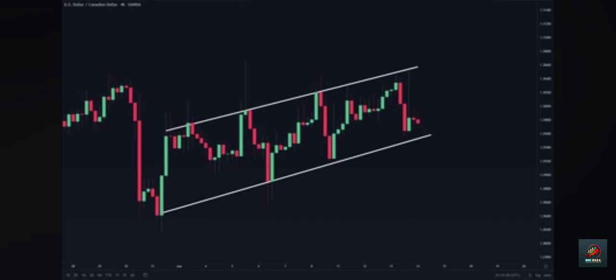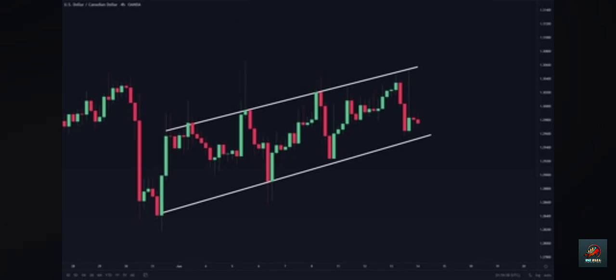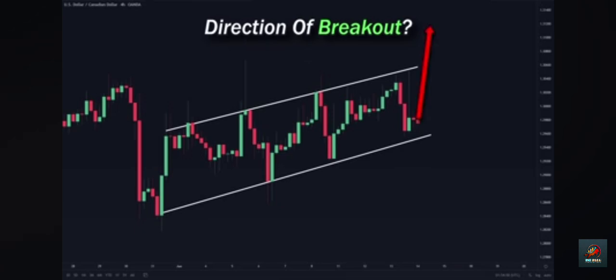It doesn't matter if it's a triangle, a wedge, or a rectangle. At the end of the day, all of them are based on one concept. Price consolidates, forms key levels, then breaks out. So as long as you can find these key levels, the strategy would still work. Now, once you've identified the consolidation pattern, the next step is predicting the direction of the breakout. Will it happen to the upside or the downside?